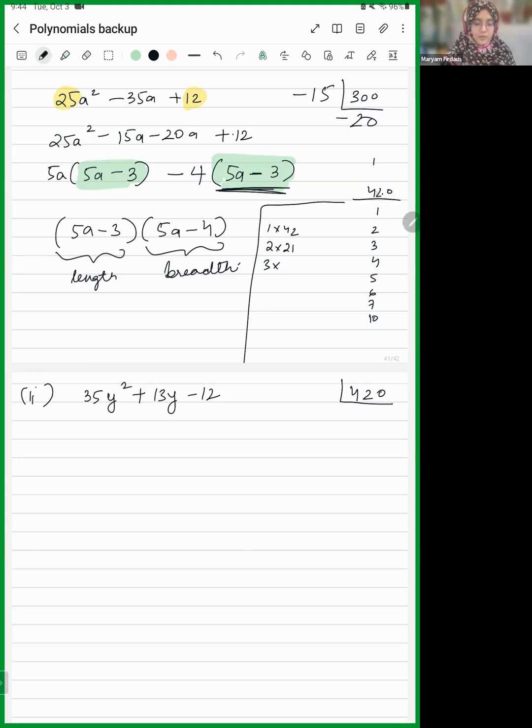Ma'am, 2 into 2 into 5 into 3. We're not trying to do prime factorizing actually. Oh, okay, you said 2 into 2 into 5 into 3, right? So this is 10. This is 6. So this is only 60. You're supposed to write for 420.